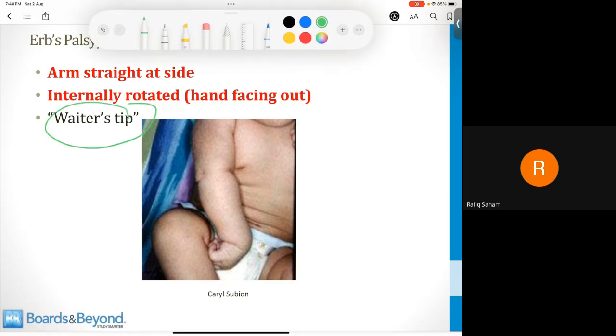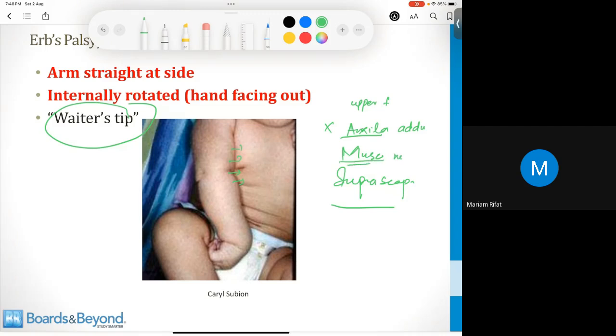Okay, let's just revise it. Whenever we have damage to the upper trunk, which nerves are going to be gone? Axillary, musculocutaneous, and suprascapular. If axillary is gone, no abduction, so the hand is going to be adducted. If no musculocutaneous, no flexion, so the hand is going to be extended. And the suprascapular nerve gives external rotation, so with no external rotation the hand is internally rotated. It's known as Erb's palsy or waiter's tip sign.